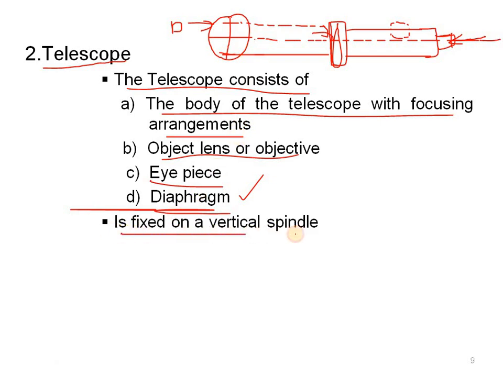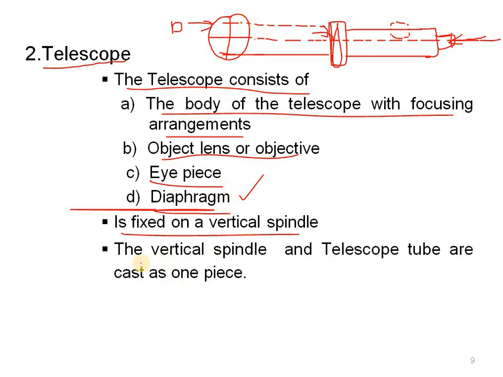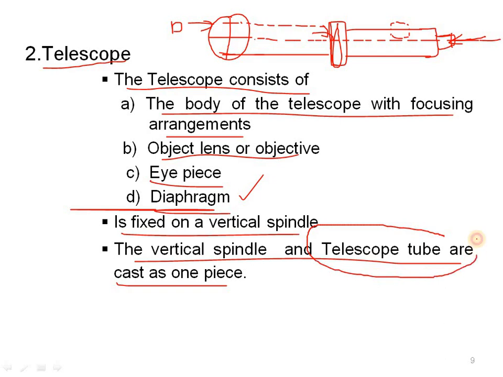And it is fixed on a vertical spindle. On a vertical spindle inside the frame it is fixed. The vertical spindle and telescope tube are cast as one piece. So both will be in one piece.